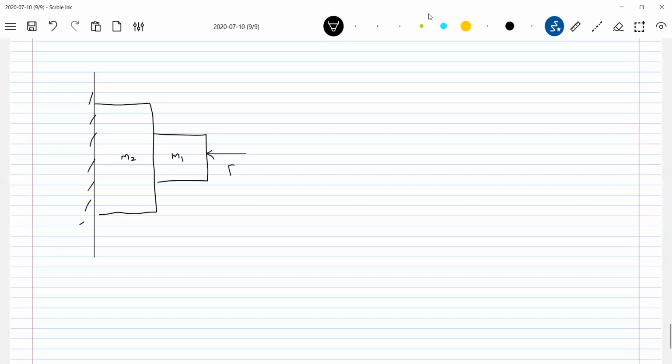I'll apply a force of 40 Newton. Both the surfaces are rough. M1 equal to 2 kg, M2 equal to 4 kg, mu equal to 0.6. You have to find out the acceleration of the block, friction acting at all surfaces.